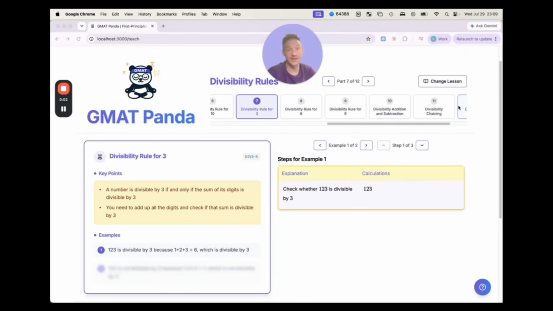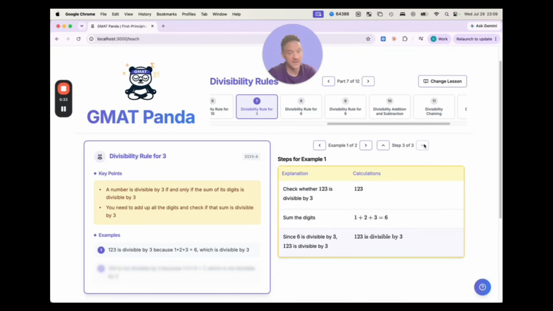Now, how do I check whether a number is divisible by 3? Well, this one requires to add up all the digits in the number. So let's take 123. If I add up all of the digits, so 1 plus 2 plus 3, that gives us 6. And now we just need to check whether 6 is divisible by 3. And it is, because 6 is 2 times 3. Therefore, the whole number is divisible by 3.